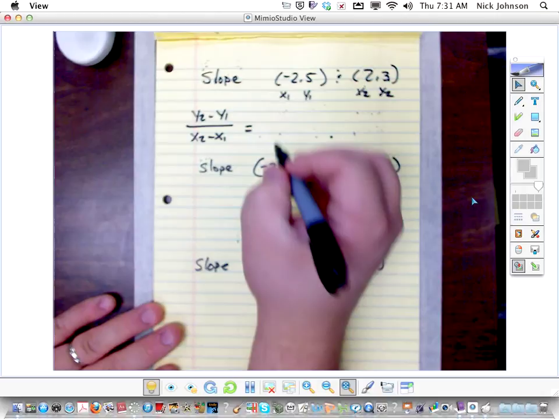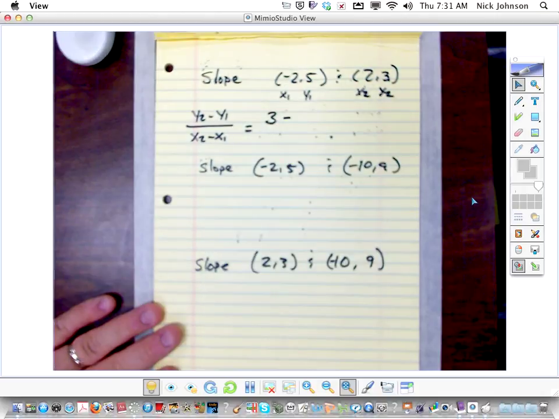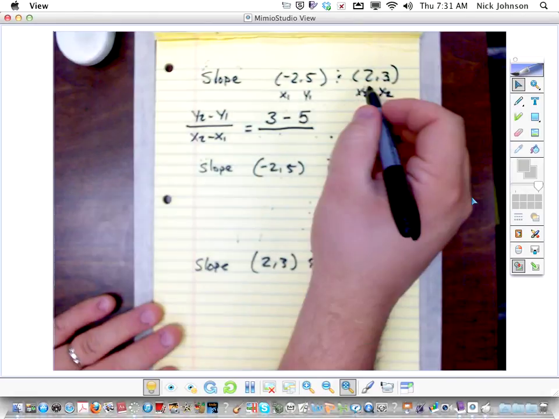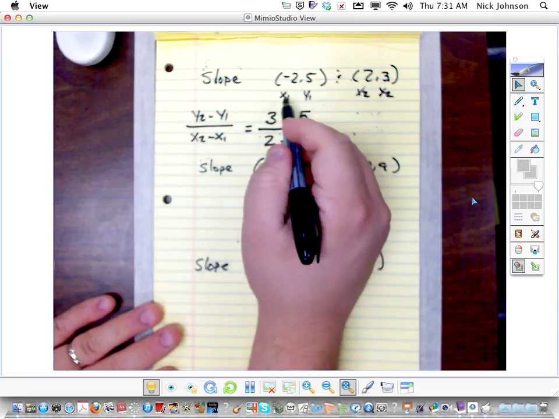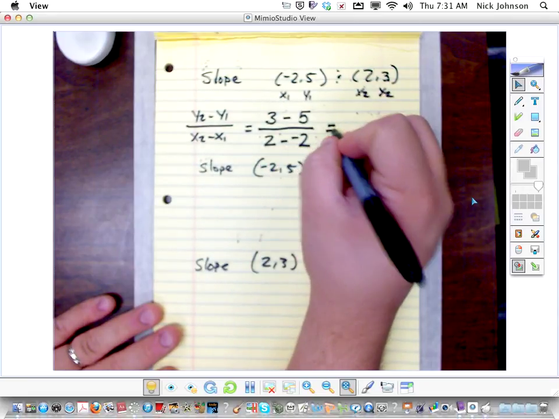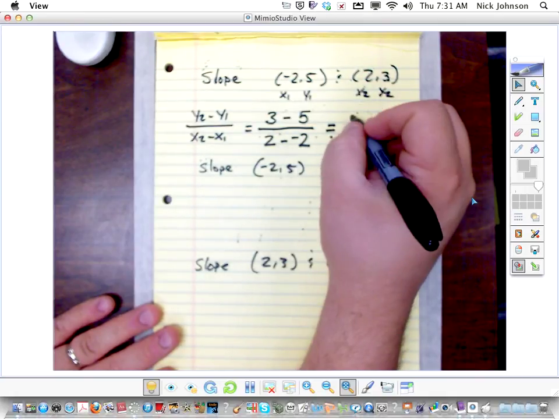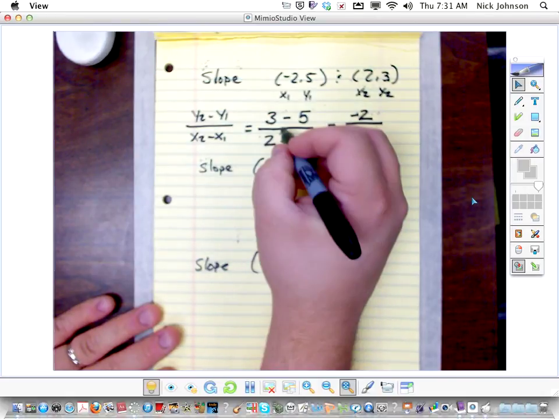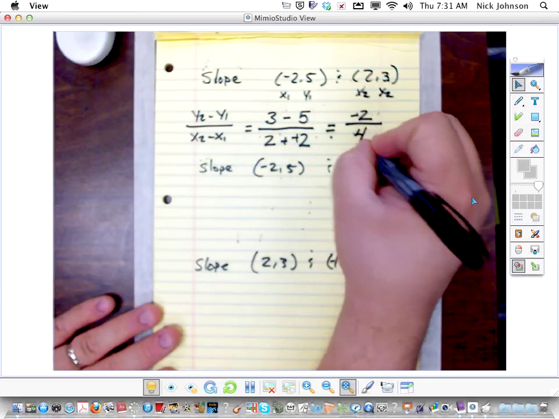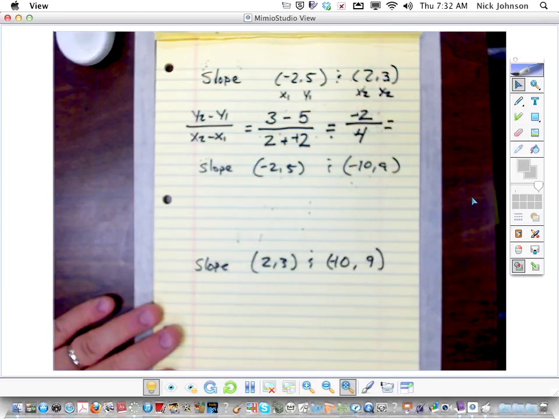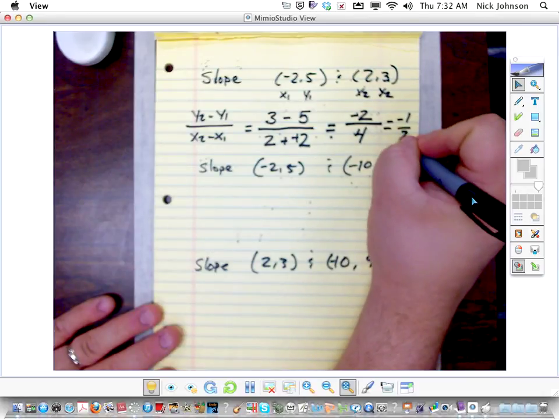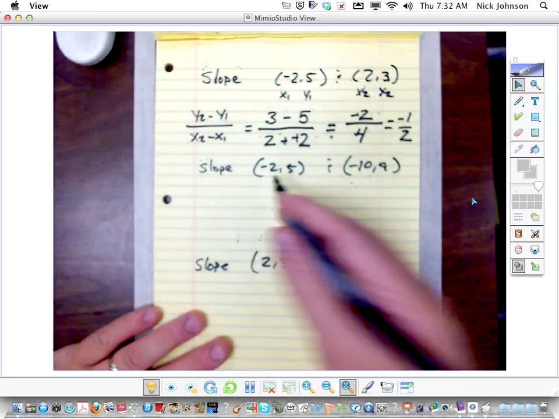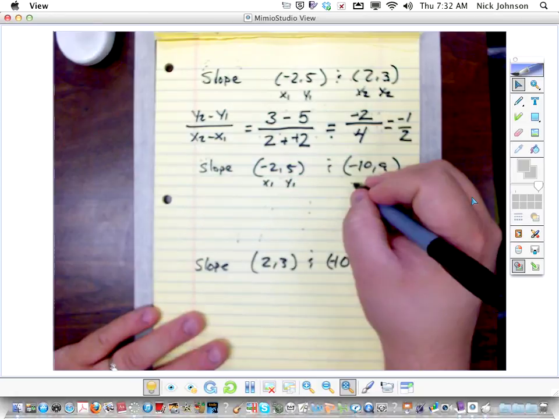y2 minus y1 all over x2 minus x1. What's y2? y2 is 3 minus y1 is 5, divided by x2 is 2 minus x1 is a negative 2. 3 minus 5 is a negative 2. 2 minus a minus 2, that's plus, is 4. We all know a negative 2/4 reduces down to a negative 1/2. So the slope of those 2 points is a negative 1/2.